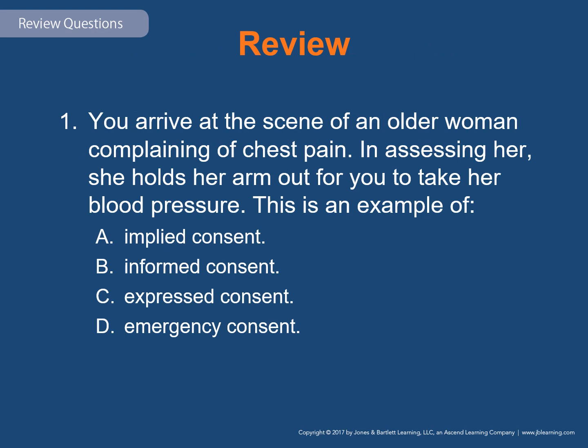Review question number 1. You arrive at the scene of an older woman complaining of chest pain. In assessing her, she holds her arm out for you to take her blood pressure. This is an example of A, implied consent, B, informed consent, C, expressed consent, or D, emergency consent.